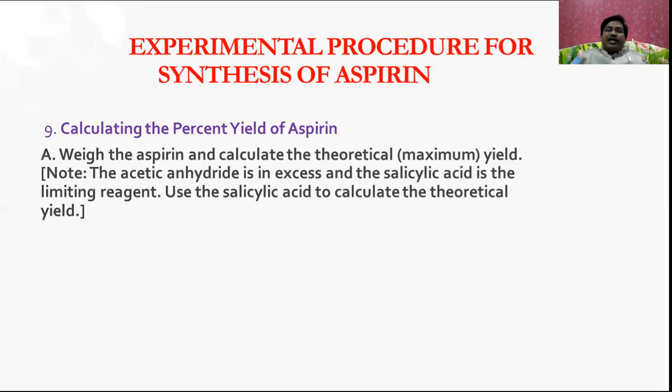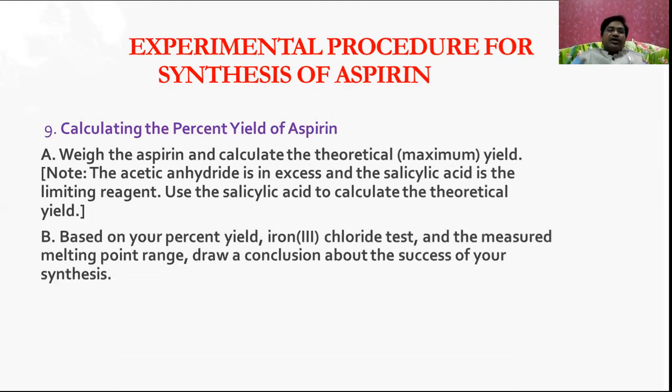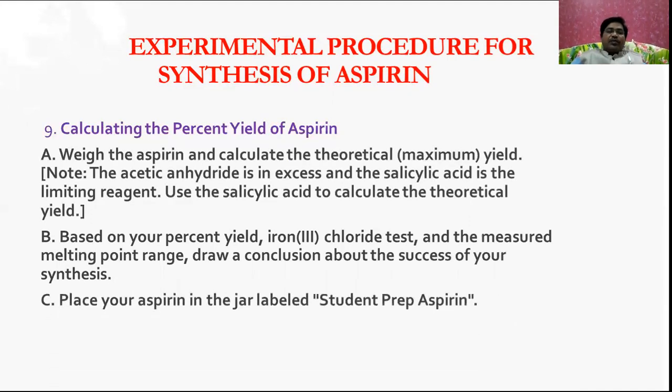Weigh the aspirin and calculate the theoretical yield. Note that the acetic anhydride is in excess and the salicylic acid is the limiting reagent. Use the salicylic acid to calculate the theoretical yield. Based on your percent yield, iron 3 chloride test, and the measured melting point range, draw conclusions about the success of your synthesis. Place your aspirin in a jar labeled with your name or hall ticket number or any other student identification.